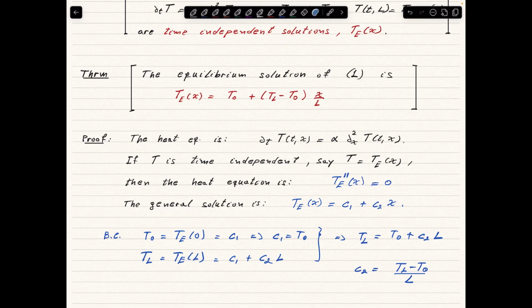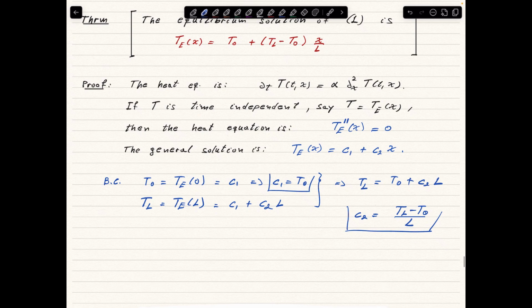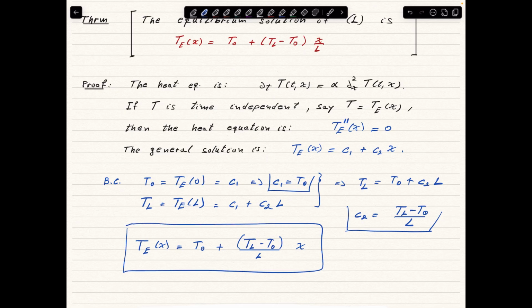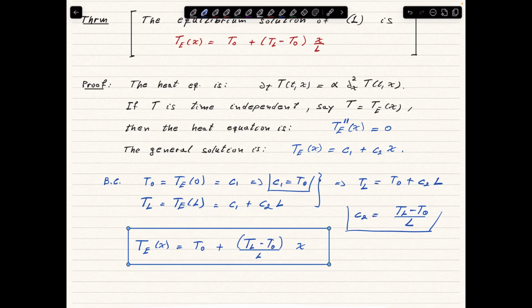And let's raise this a little bit. Well, here we are. We have C1, we have C2. Therefore, we have the equilibrium solution. And the equilibrium solution is what we said in the theorem. It's T0, then the slope, which is going to be TL minus T0 over L, all multiplied by x. And that is the proof of the theorem.